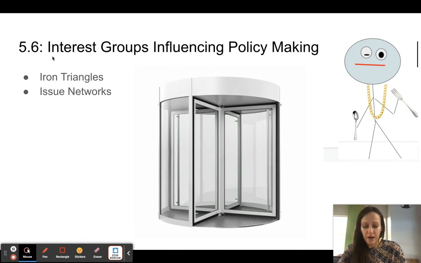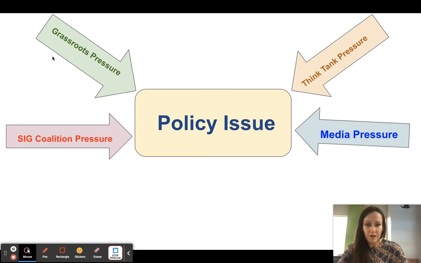So remember that these iron triangles can influence all three branches of government, and think of iron like permanent. It's this permanent relationship between an interest group and bureaucracy and Congress. Their movement is like a revolving door. They can continue to share information and policies and ideas and requests between it. Issue networks, however, are more temporary, and they can sort of stop once their issue is resolved, and they can always join back up.